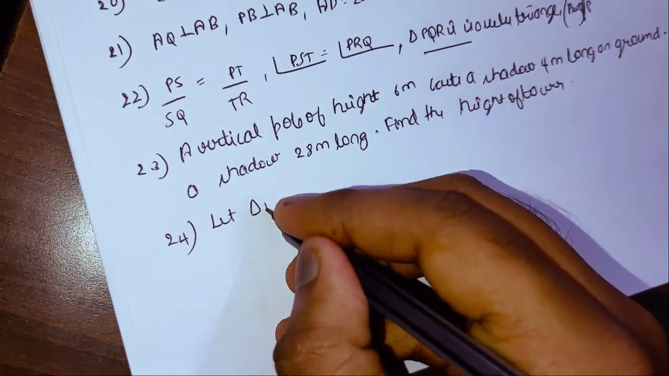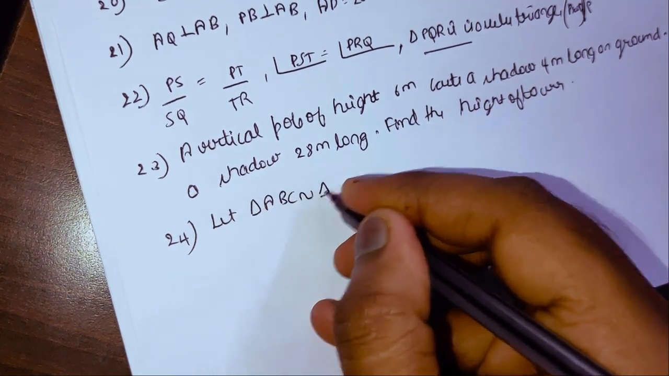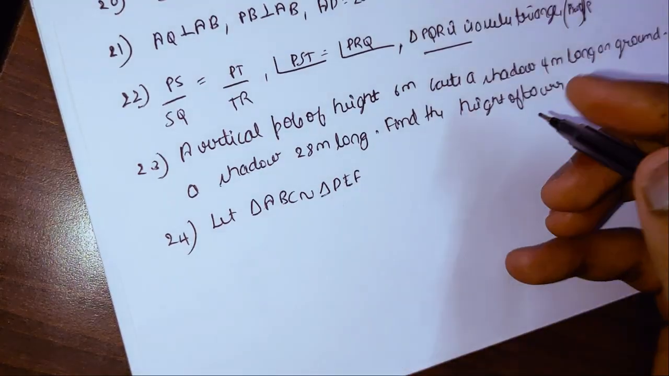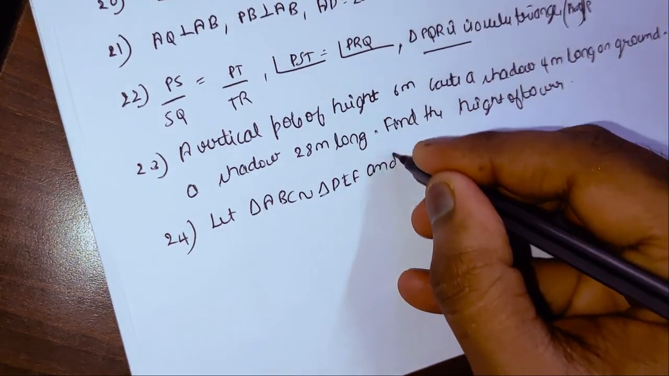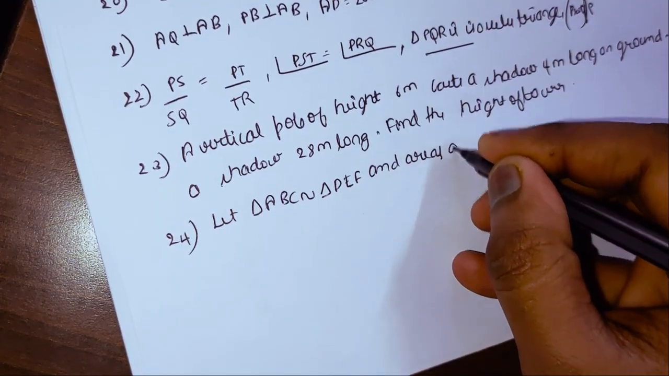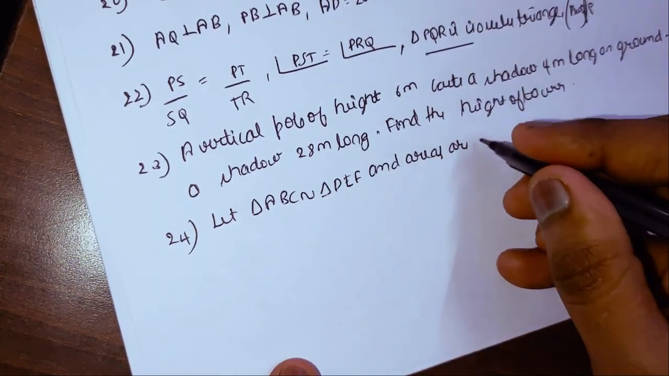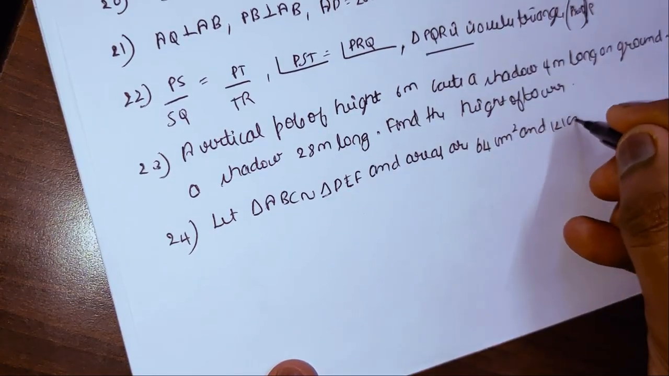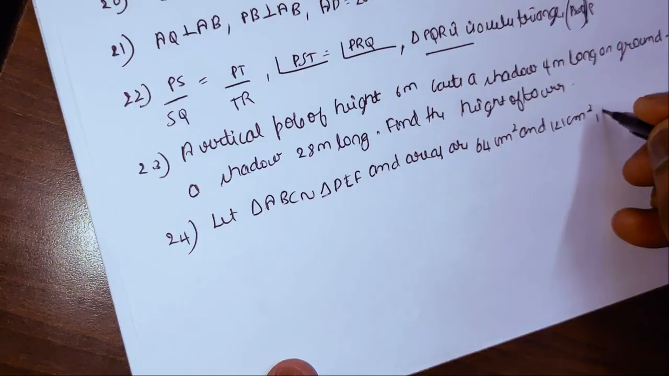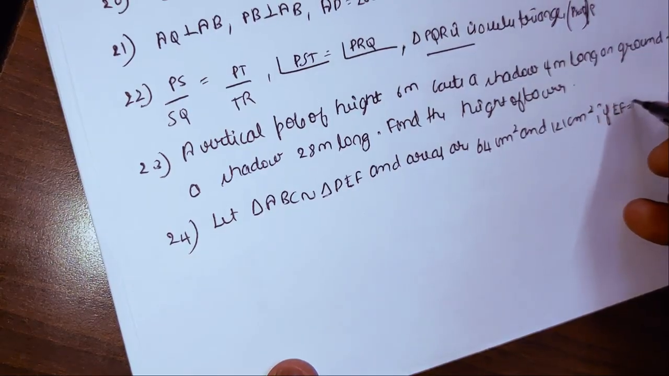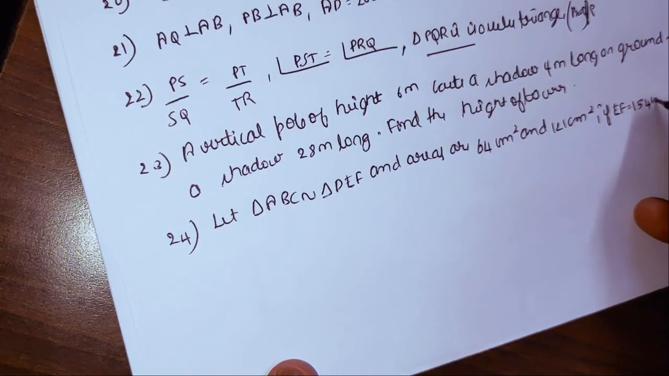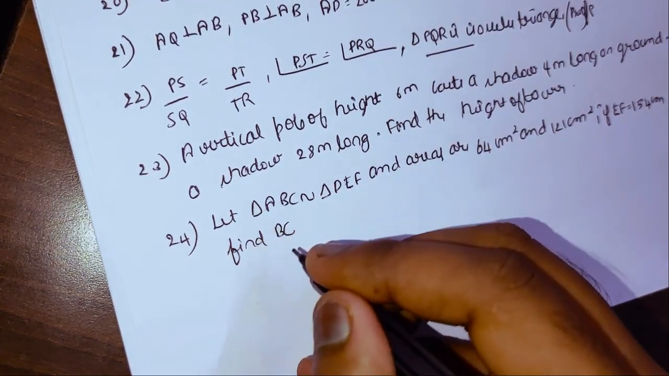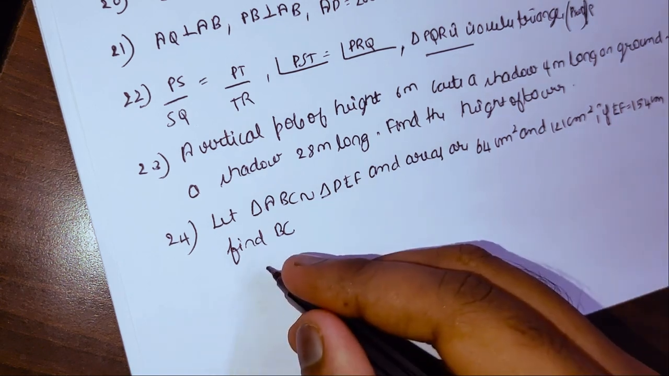Let triangle ABC be similar to triangle DEF and the areas are given: 64 centimeter square and 121 centimeter square. If EF is equal to 15.4 centimeter, find BC. I'll solve this.